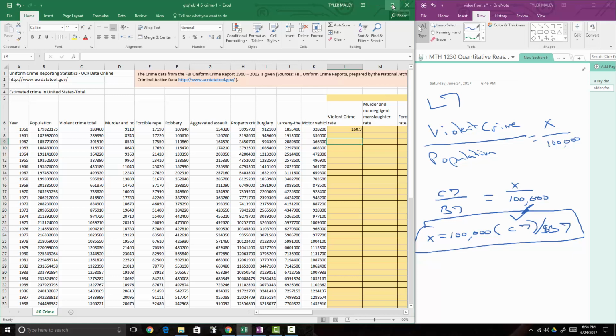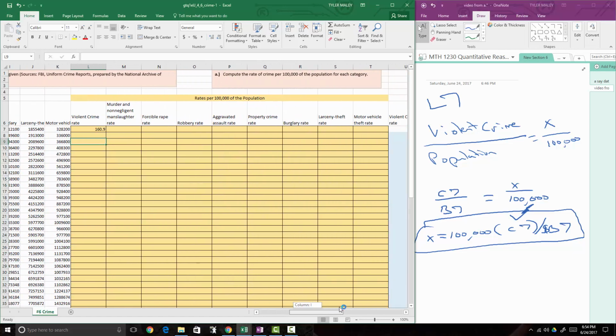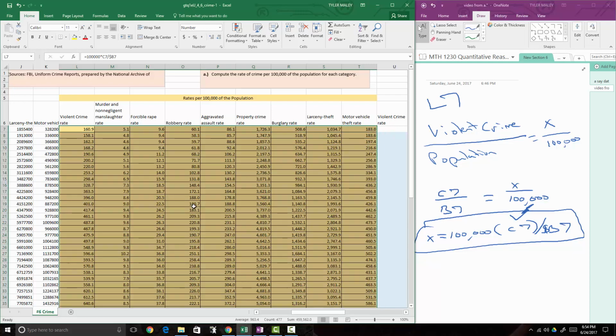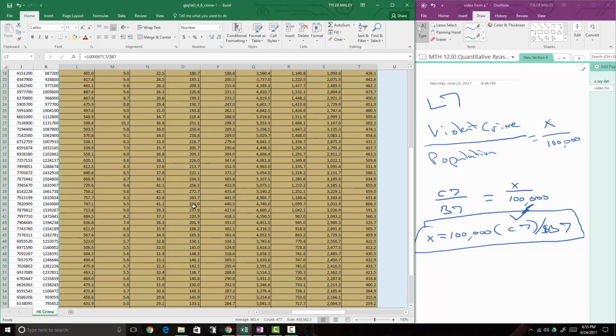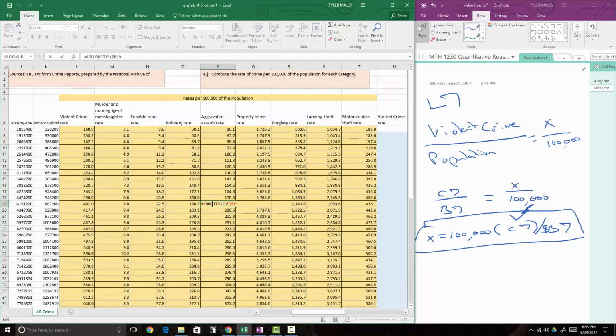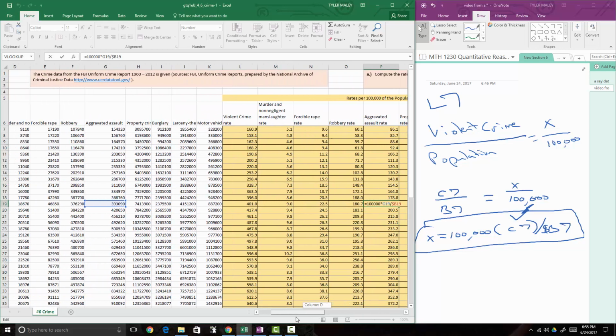So I can just pull this over. So now I can pull this to the right, and then I can actually just double click and that will pull all the way down. And probably what I would do, just to be sure we did this correctly, is click on a random box and see if it's set up right.